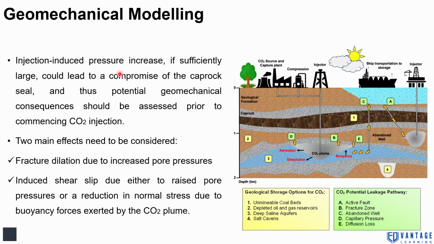Injection induced pressure increase, if sufficiently large, could lead to a compromise of the caprock seal, and thus potential geomechanical consequences should be assessed prior to commencing CO2 injection. So what are the two main effects? Fracture dilatation due to increased pore pressure, where your fracture may get reactivated or a fracture may form and a fault may get reactivated, and also induced shear slip due either to raised pore pressures or reduction in normal stress due to buoyancy forces exerted by the CO2 plume, of course.